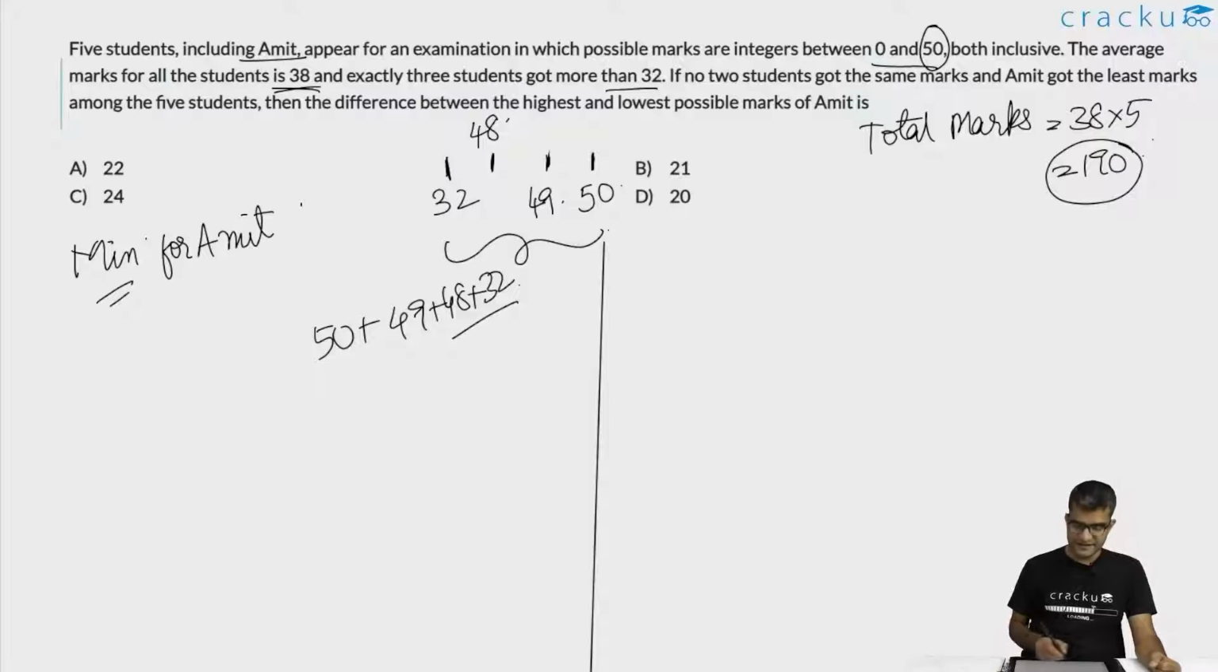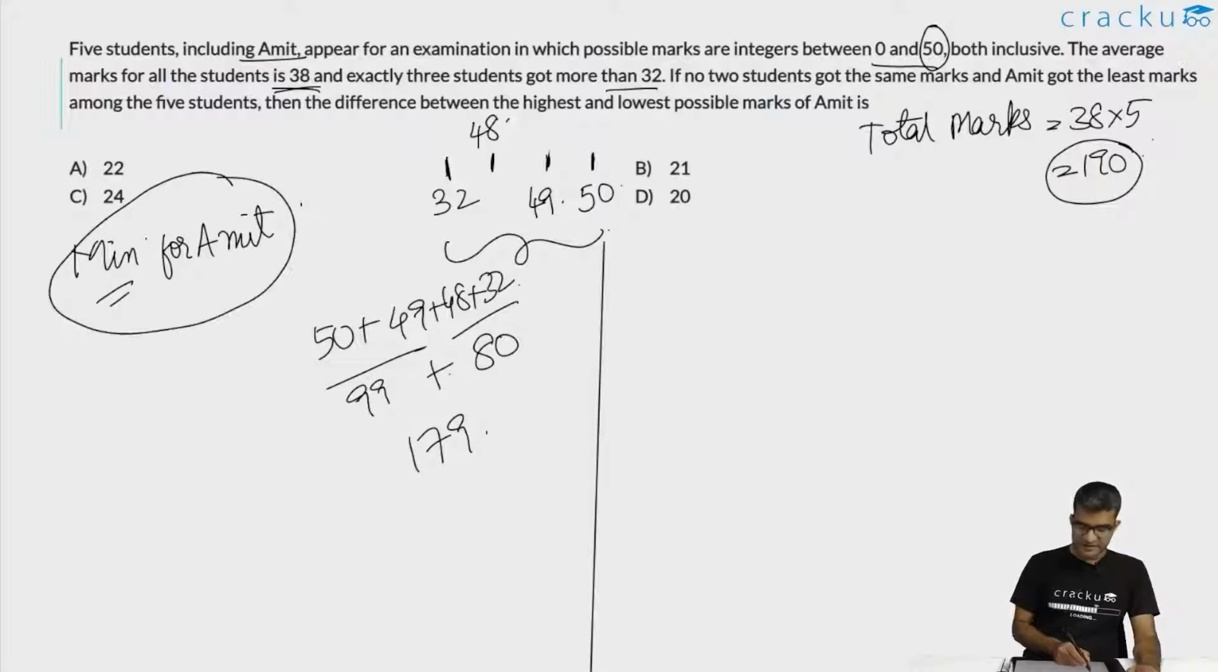32 plus 48 is 80, 50 plus 49 is 99. So the sum of these 4 scores, the maximum possible sum is 179. So the minimum possible score for Amit is 190 minus 179, which is equal to 11.